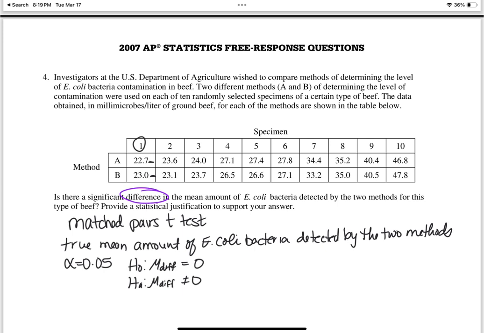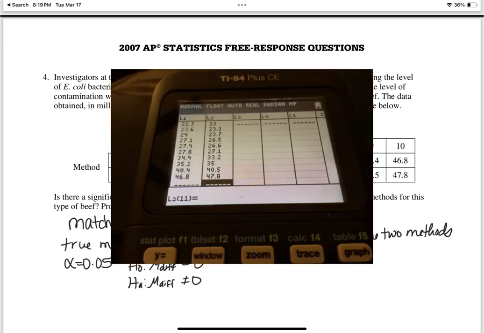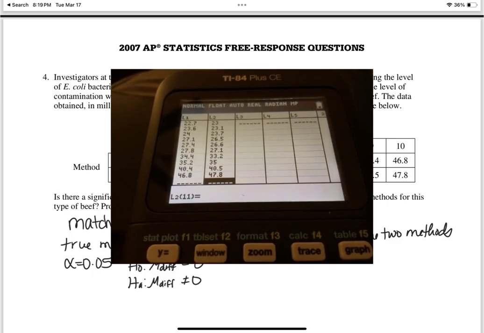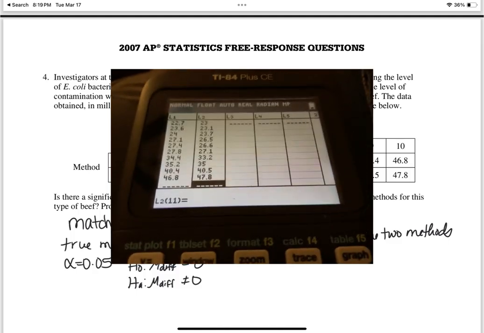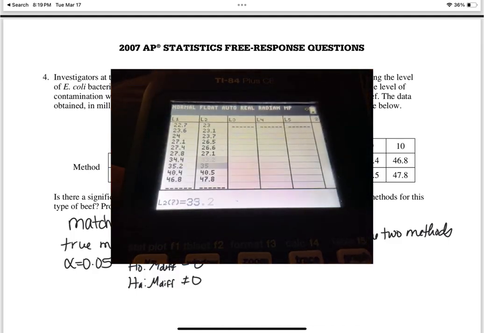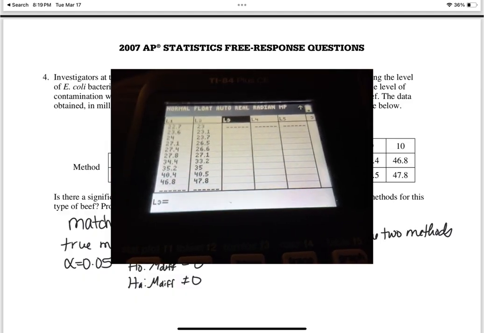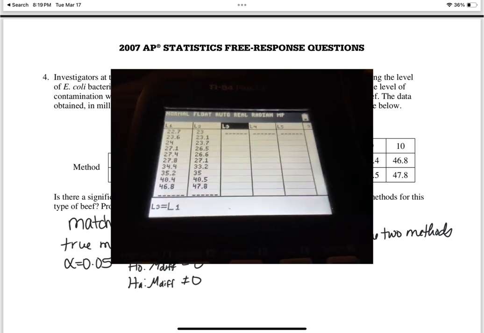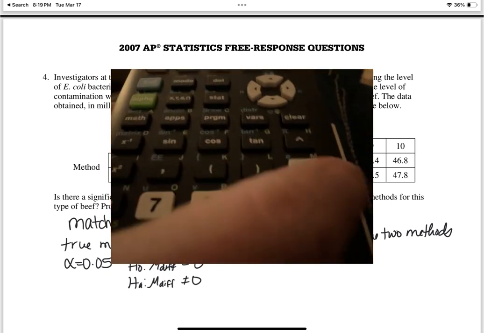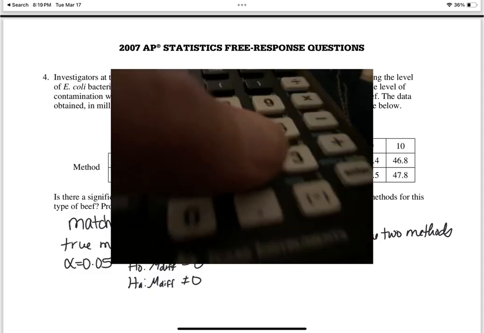So we're going to put this data in our calculator. We're going to put method A in list 1 and method B in list 2. So I have the data right there. Here it is in my calculator. And then I'm going to scroll up, highlight list 3, and do second L1 minus second L2.